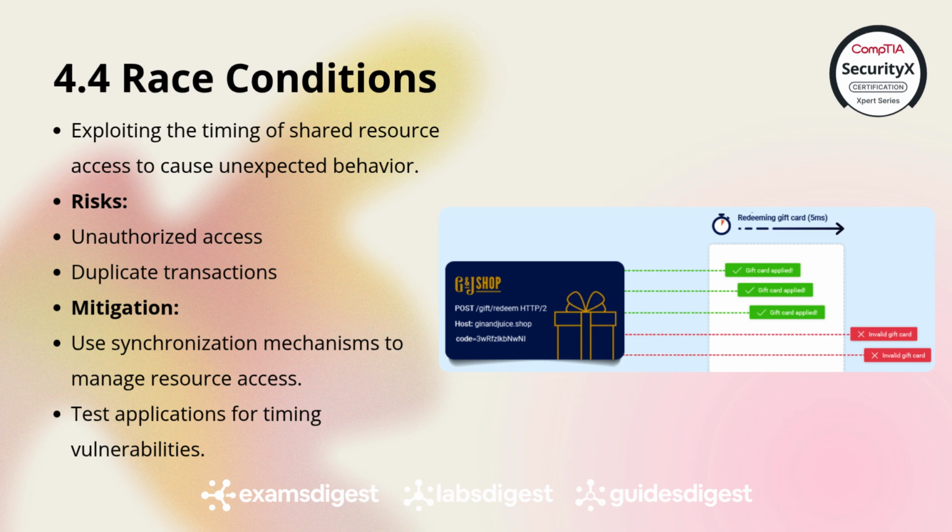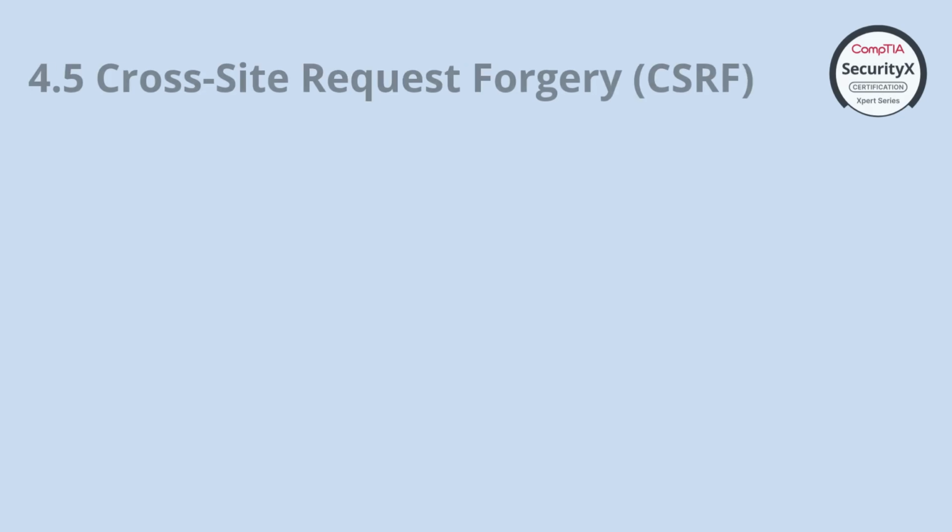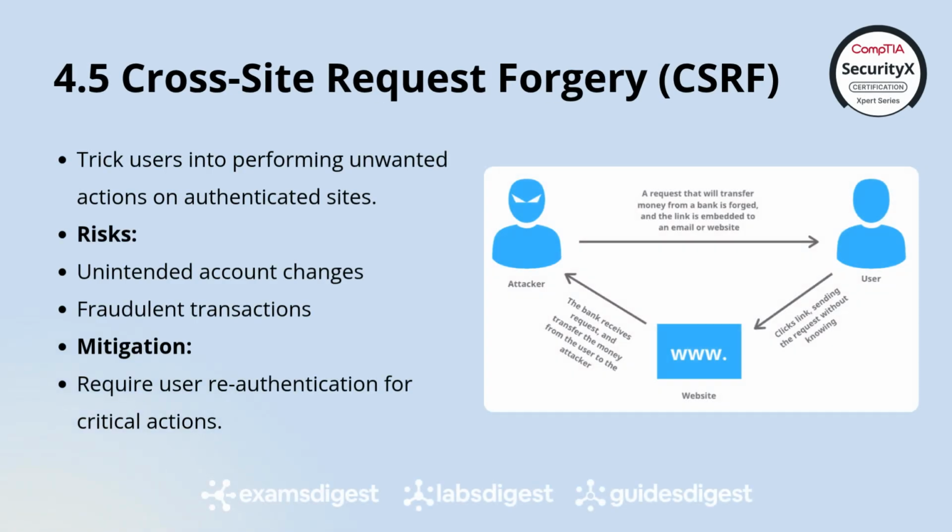Attackers exploit race conditions to gain unauthorized access, escalate privileges, or manipulate data. For example, an attacker might exploit a race condition in a payment system to execute duplicate transactions. Cross-site request forgery. Cross-site request forgery tricks users into performing unwanted actions on a website where they are authenticated. For example, a CSRF attack might trick a user into changing their account password or transferring funds without their knowledge.